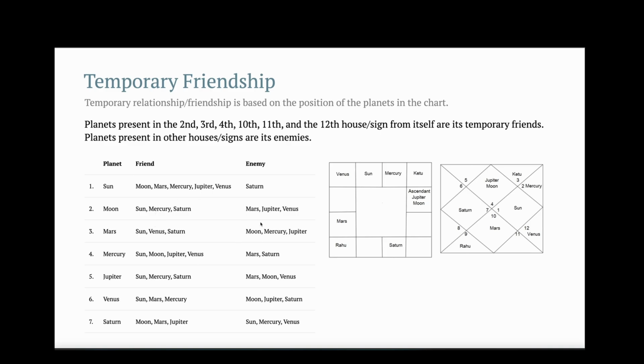So this is the table of temporary friendship of planets based on this chart. Sun is friend of Moon, Mars, Mercury, Jupiter, Venus, and enemy is Saturn. Moon is friend of Sun, Mercury, Saturn, and enemies are Mars, Jupiter, Venus. Mars is friend of Sun, Venus, Saturn. Enemies are Moon, Mercury, Jupiter. Mercury is friend of Sun, Moon, Jupiter, Venus. Enemies are Mars, Saturn. Jupiter is friend of Sun, Mercury, Saturn. Enemies are Mars, Moon, Venus. Venus is friend of Sun, Mars, Mercury. Enemies are Moon, Jupiter, Saturn. Saturn is friend of Moon, Mars, Jupiter. Enemies are Sun, Mercury, Venus.